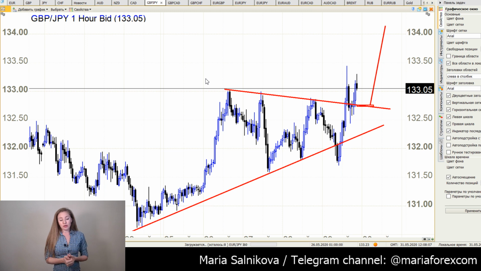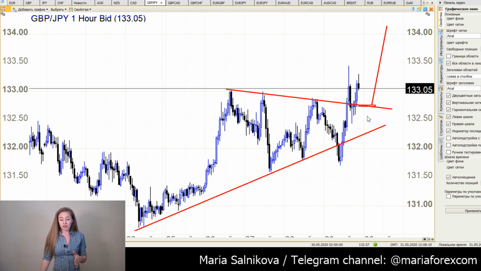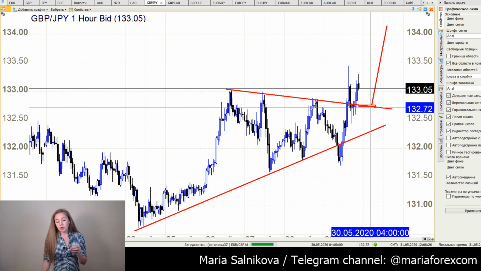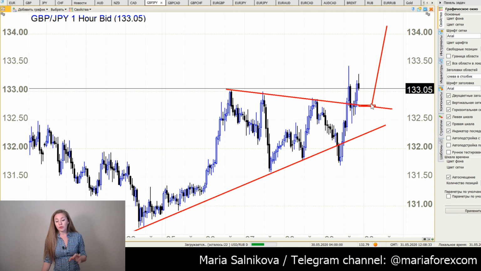For Great Britain pound versus Japanese yen, what I'm doing is, with my traders in Russia, it happened that I made a signal for them last Friday to buy this instrument. Well, I had this opportunity, and for this currency pair, I'm going to follow this price 132.75 as a moment to open one more long position.